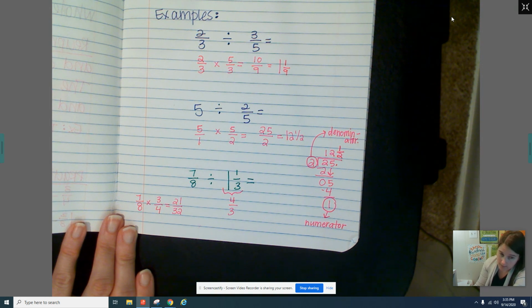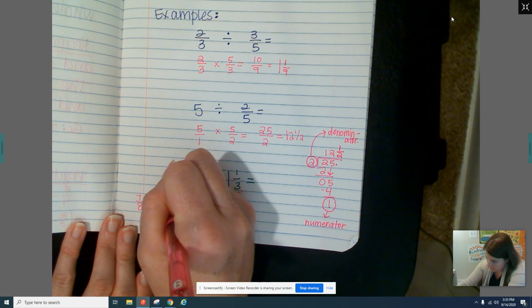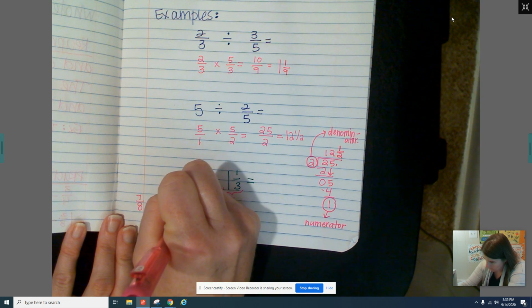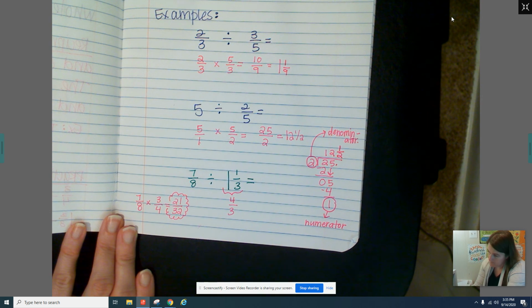It does not appear that that can be simplified. I think that this fraction is in lowest terms. I don't think it can go any lower, okay?